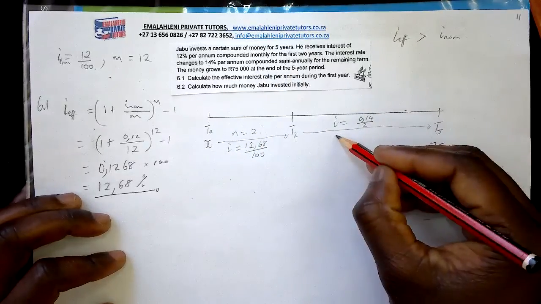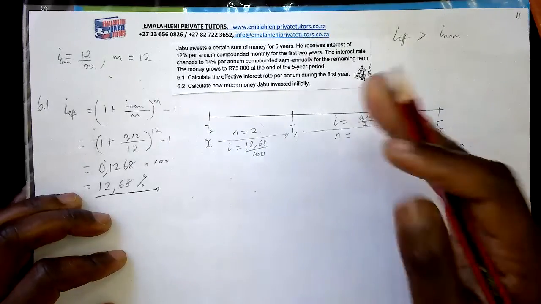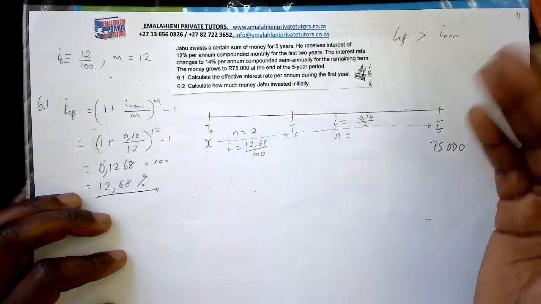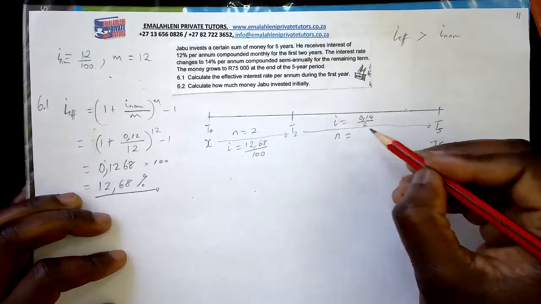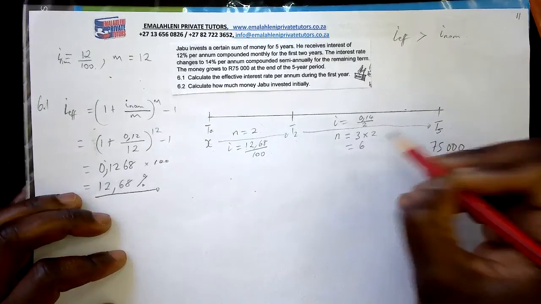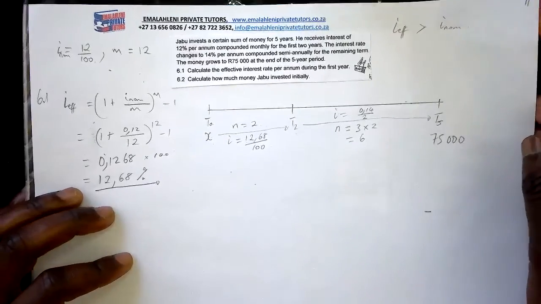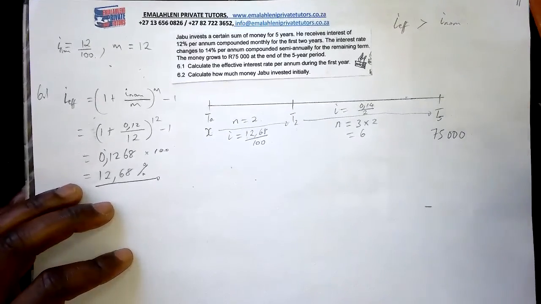Then our N in this case here will be equal to, because for the remaining 3 years now to get to 5, it's going to be 3 times 2, which is going to be 6, because our N is supposed to be 3 times the number of compounding periods, which is 2. Then that's what we get there.